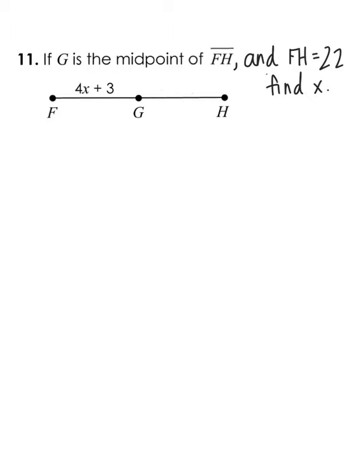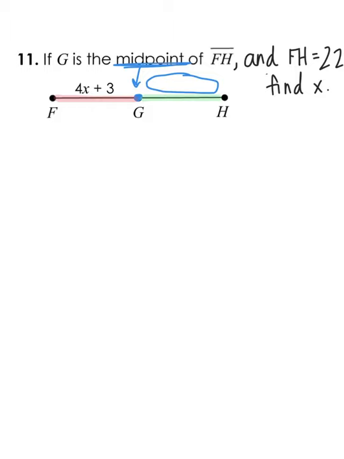So we're going to finish this up. So 11, if G is the midpoint of FH, so we see that G is the midpoint again. What I do notice about this problem is that it doesn't give me an expression, but that's okay because I know what midpoint means. I know that midpoint means the middle, and that whatever this left side equals, I know that it has to be congruent or the same as the right side.